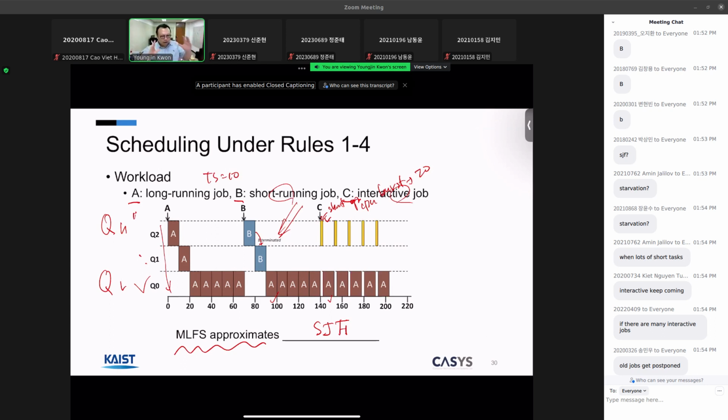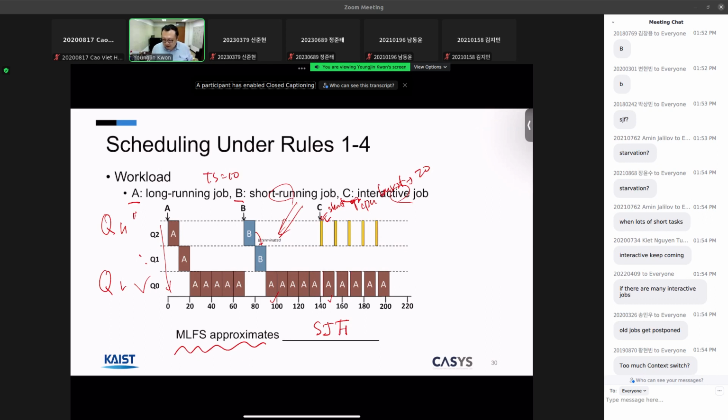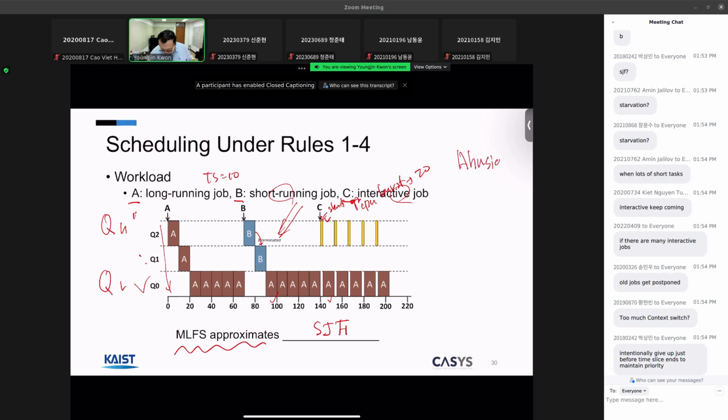Starvation is obviously the most important thing to solve. And what? Too much context switching? Okay. Let's say you may have heard about this term, gaming. Exactly. Intentionally, I have a long CPU burst, but I pretend to be an interactive task. Given a time slice of 10, I just execute 8 units and give up. I call it yield. Next time it also gets 10, uses 8, gives up. So it keeps remaining at the highest priority and gains a benefit. So it exploits the features of MLFQ.